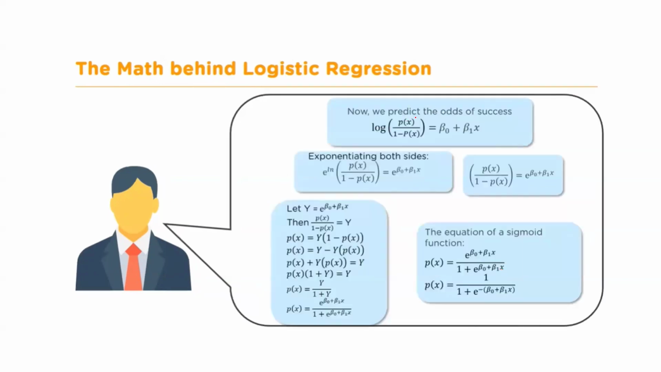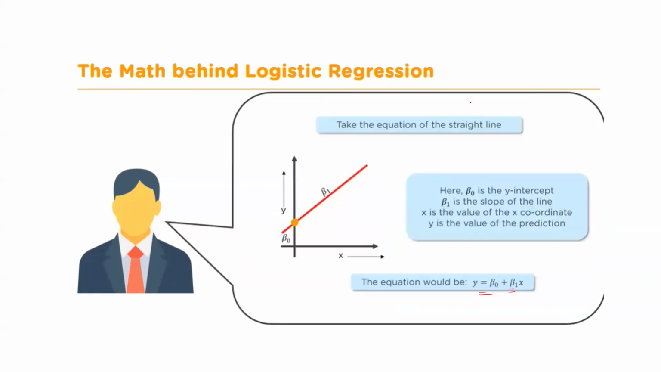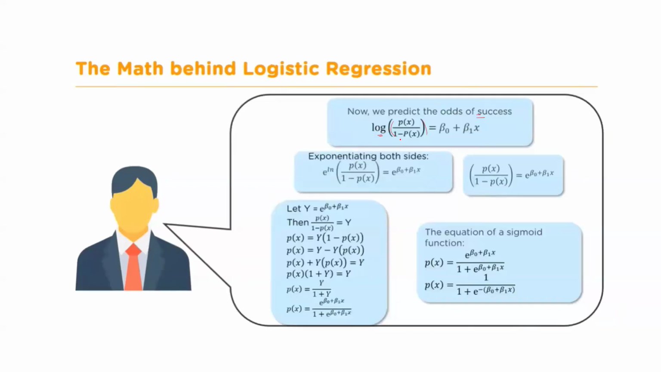Okay. Now, coming to logistic regression, we predict the odds of success by simply taking the logarithm of this particular value. That is, log of probability of x divided by 1 minus probability of x equals B0 plus B1 into x. This simple y we are going to replace with the logarithm of this value. Now, exponentiate both sides. When you exponentiate both sides, the equation will come out something like this.